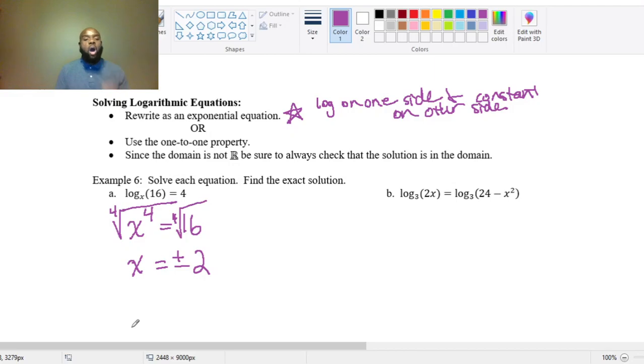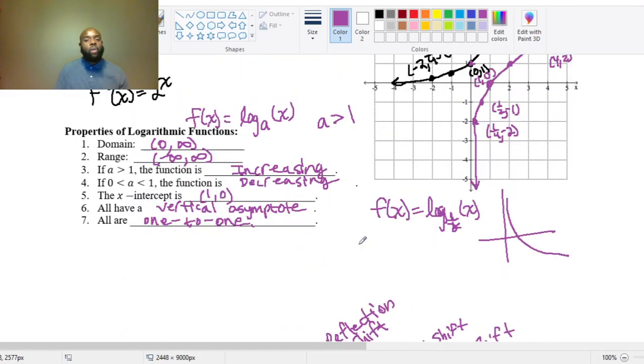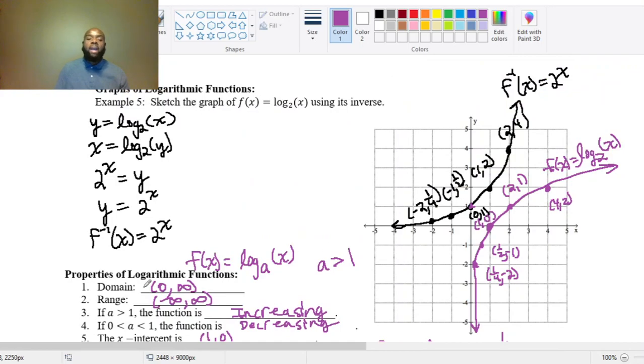One of the things that you always have to check when you're solving logarithmic equations is that your solution is in fact a solution. One of the reasons why we have to check is because the domain of logarithmic functions is not all real numbers. That means you can't input a negative number into a logarithmic function. The domain is from 0 to infinity. It's very similar to square root functions, but logarithmic functions are even more restrictive because you can't even plug in 0 into a logarithmic function.